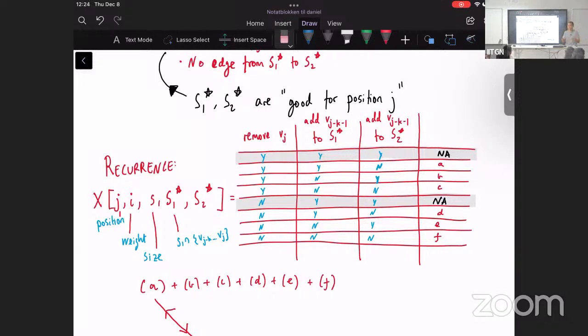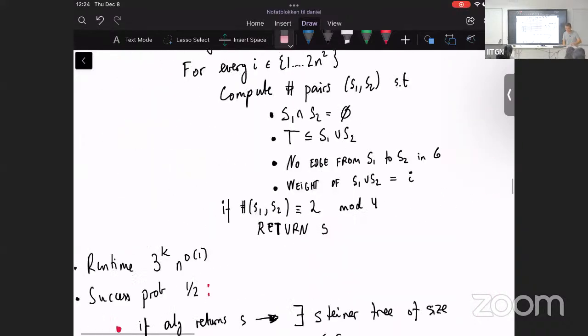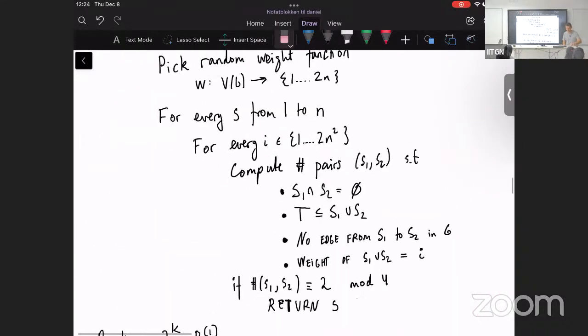And if you look at what the recurrence does, it's never going over all subsets. There you just have some constant number of options. So for every table entry, you're actually spending constant time to fill it. Therefore the total running time ends up being 3 to the k poly n.